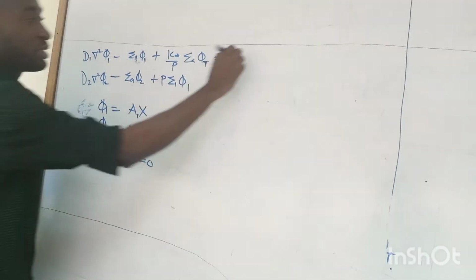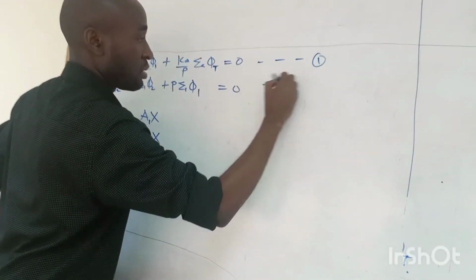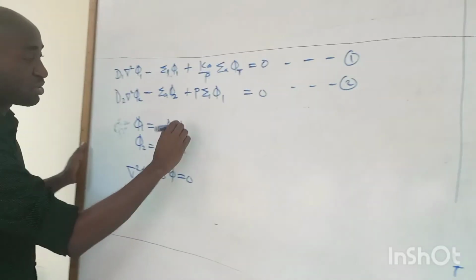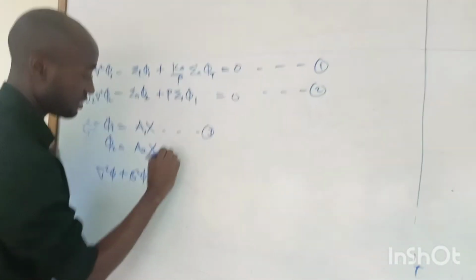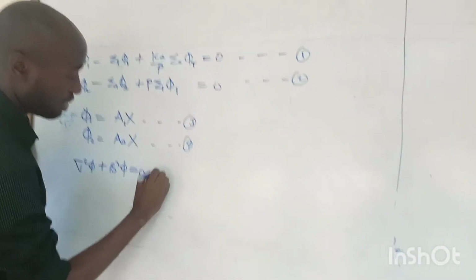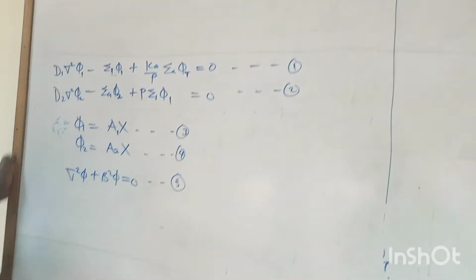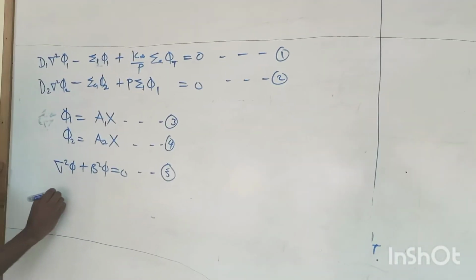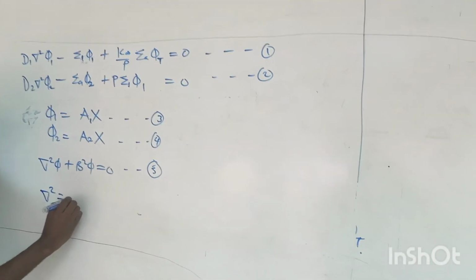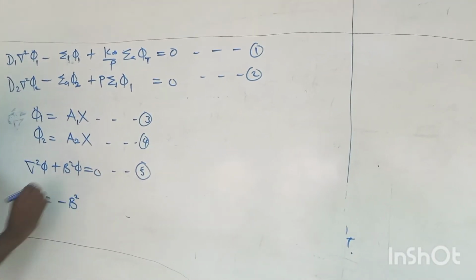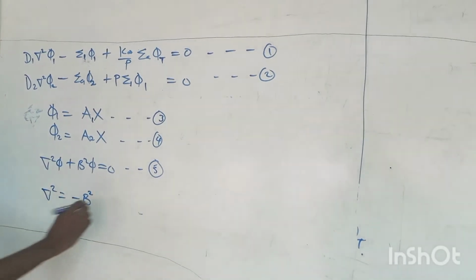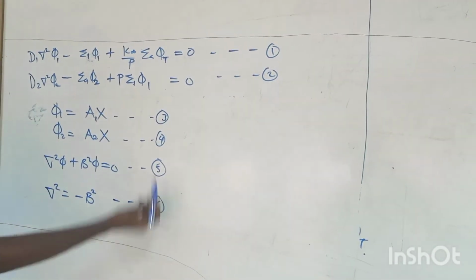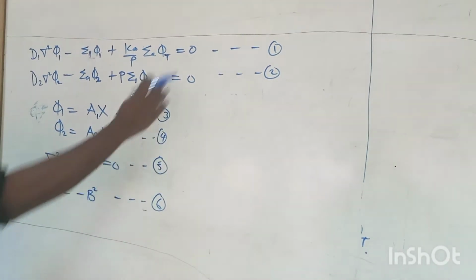So let's call this one equation 1, equation 2. So now let's call this one equation 3, equation 4, and equation 5. That means from equation 5 you can have the square equal to minus, let's call this one equation 6. Let's substitute equations 6, 3, and 4 into equations 1 and 2.